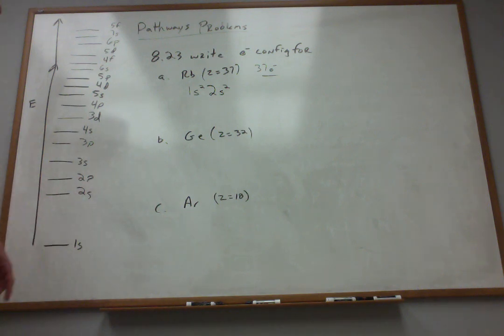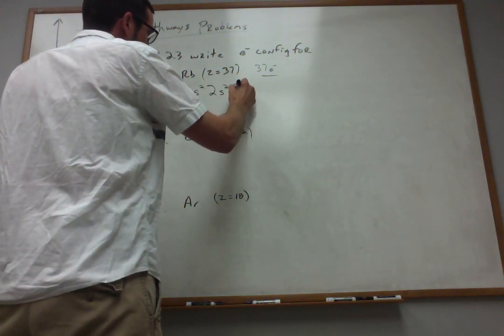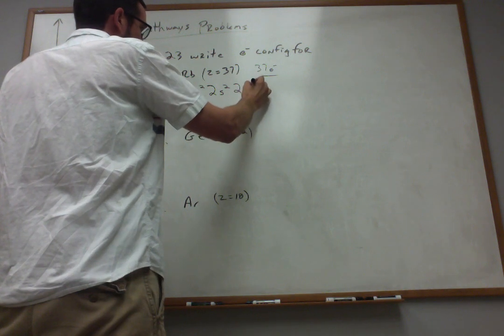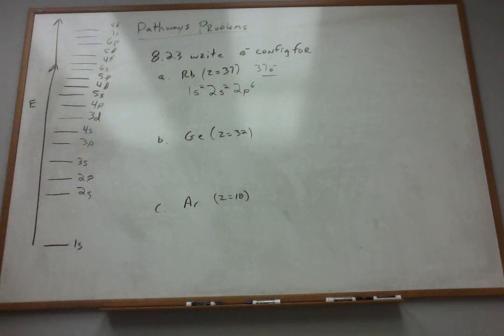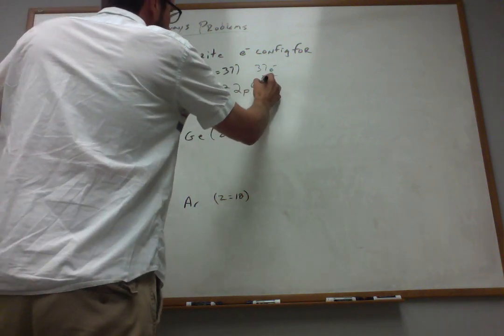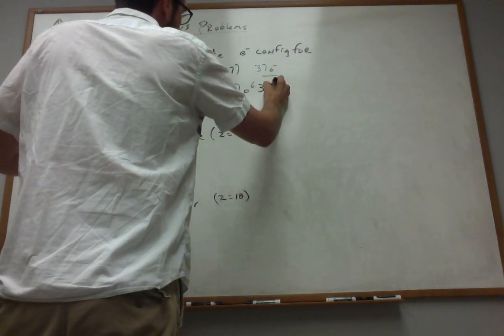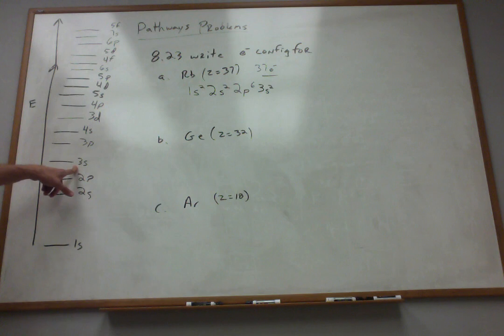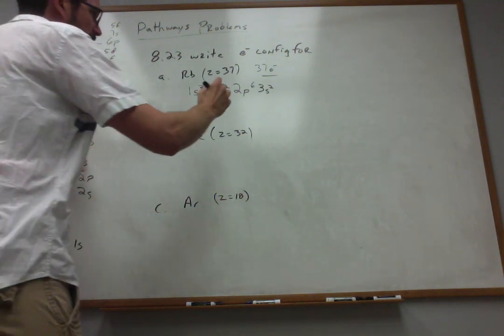Now to my 2s comes my 2p. Now p-type orbitals can hold 6 electrons. So as of right now, I have used 10 of my 37 electrons, so I need to keep going. Now after 2p, I go to 3s. S-type orbitals can only ever hold 2. So I've got 3s2. After that, I've got my 3p6.